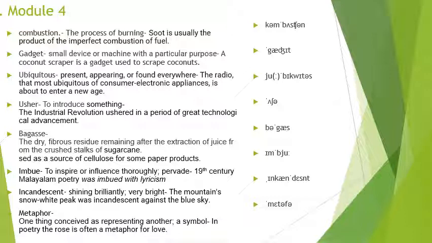Next one, bagasse. Sugarcane ഉണ്ടാക്കി കഴിയുമ്പോൾ ഉള്ള residue ആണ് bagasse. Bagasse is used as a source of cellulose for some paper products. Some paper products are made from bagasse. Bagasse is the dry fibrous residue remaining after the extraction of juice from the crushed stalks of sugarcane.